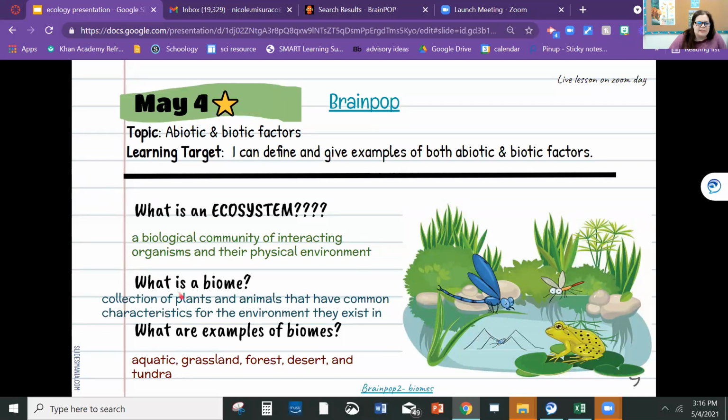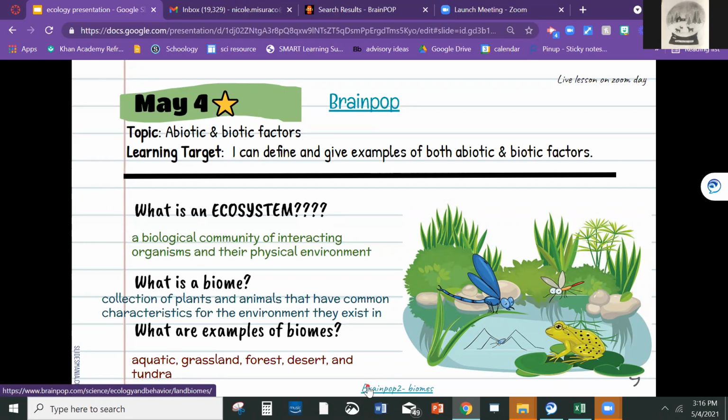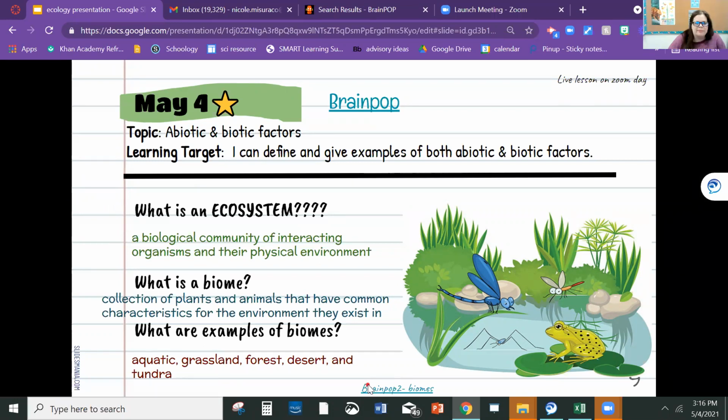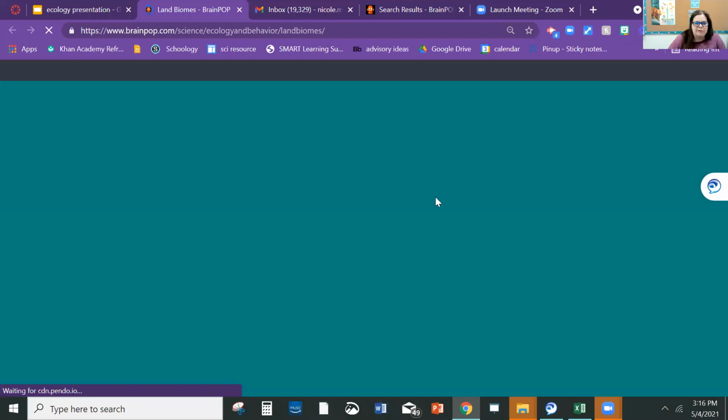All right, we will come back to this slide after we watch Brain Pop number 2. I've got a couple people still working on definitions. Again, we'll come back to these in a minute, but here's Brain Pop number 2 about biomes. This one's much shorter, just about 3 minutes.